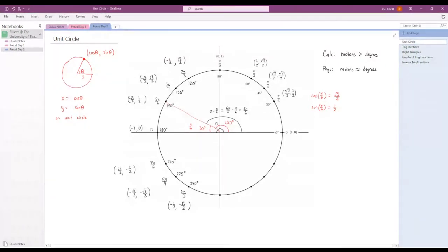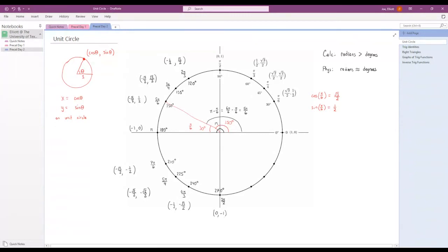So this is 90 degrees from 180, which should add up to 270. Or adding pi over 2 to pi gives you 3 pi over 2. And then the coordinates are 0, negative 1.